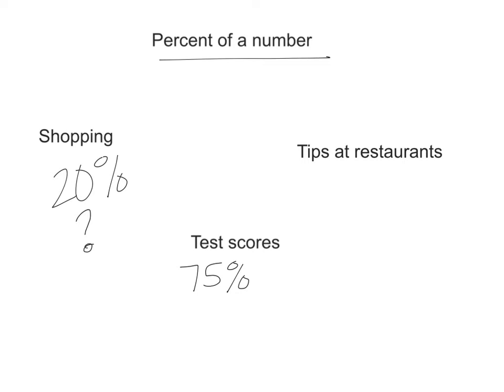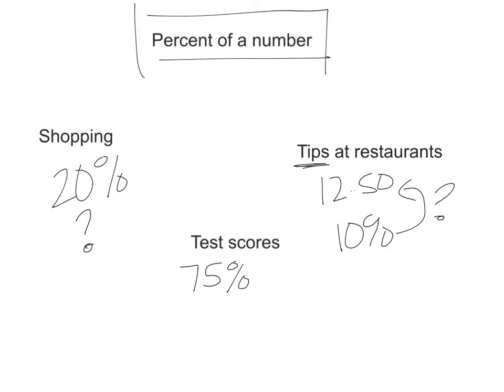As you get older and you eat more at restaurants and start paying for it by yourself, when you have a waitress, they expect tips. So if your bill is $12.50, most people say to leave a 10% tip. You need to figure out how much money that is. All different ways of using percent of a number.